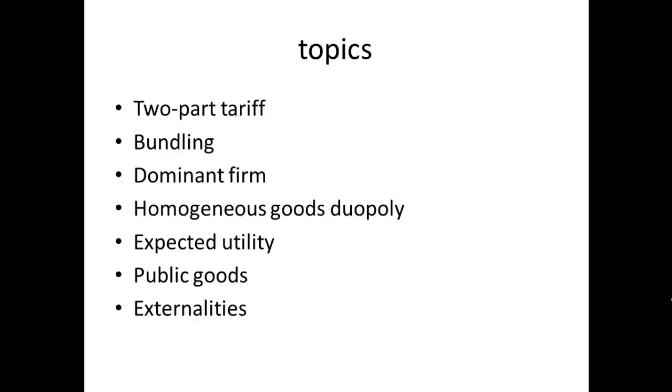In particular, the topics I'll cover in this review session are two-part tariffs, bundling, the dominant firm model, homogeneous goods duopoly, expected utility, public goods, and externalities. I'll give examples of problems in each of these areas and solutions and ways of solving the problems.